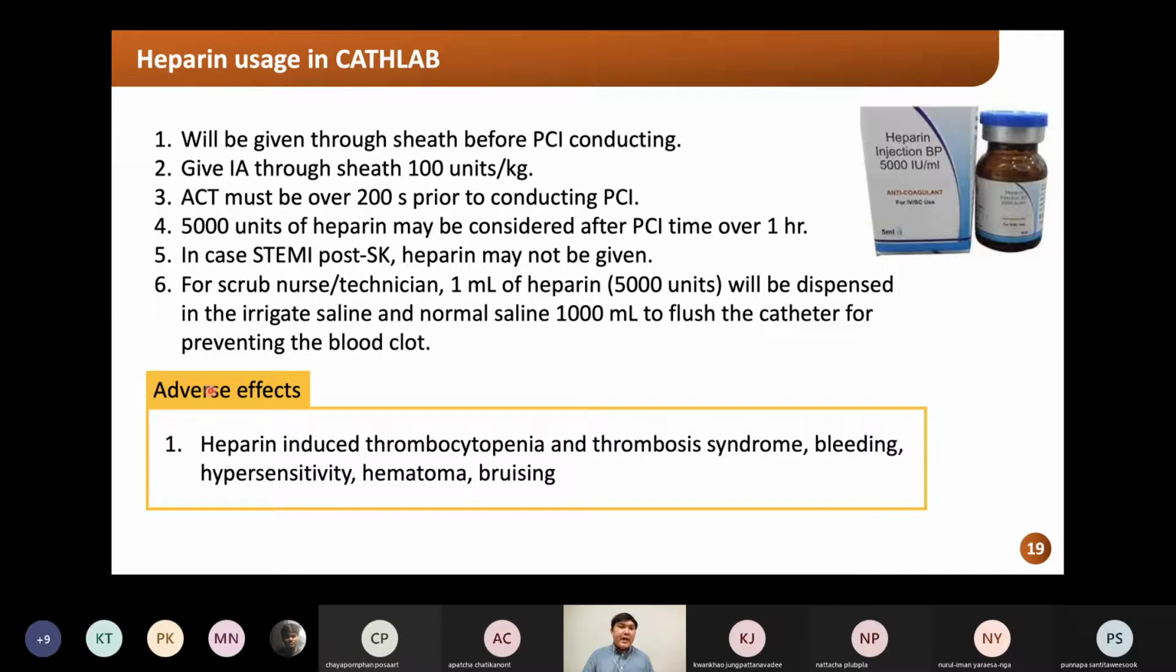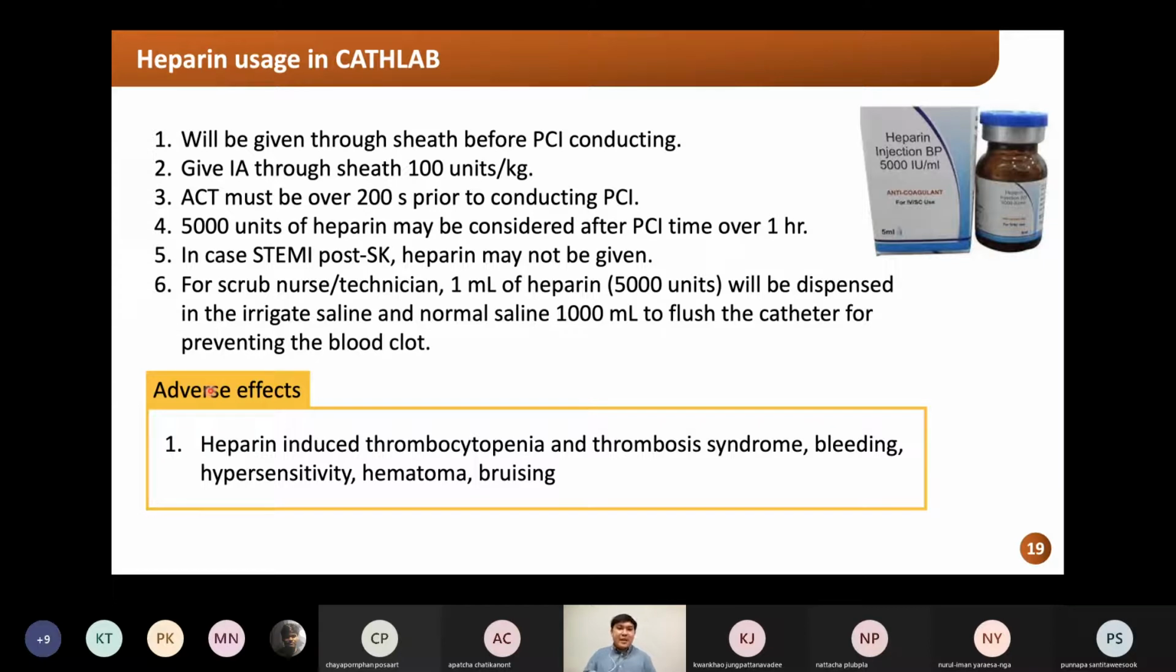Maybe the heparin might not be given in case the patient is already on streptokinase, because if we provide a lot of anticoagulant, it will increase excessive blood loss. It's like really bleeding in the patient.